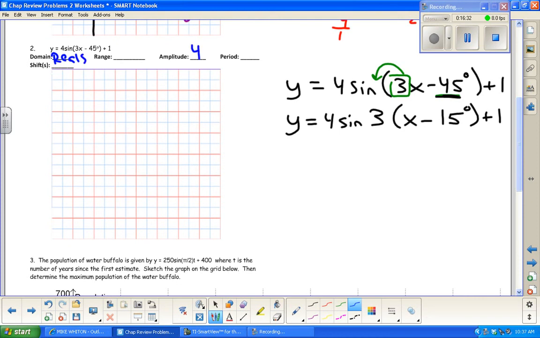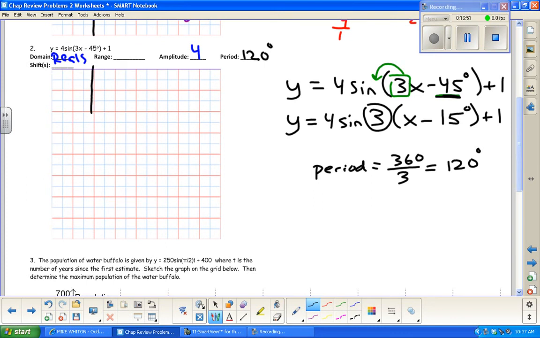Amplitude we can see is the 4 at the beginning. Now the period, okay, again, this one's degrees, so 360 divided by this 3, the b value, so the period's 120. Okay, so let's get our graph set up. Okay, so 120 degrees there. So this one, it's a lot easier with degrees. You divide that by 4, you get a nice whole number, 30 degrees. So each little chunk will be 30.